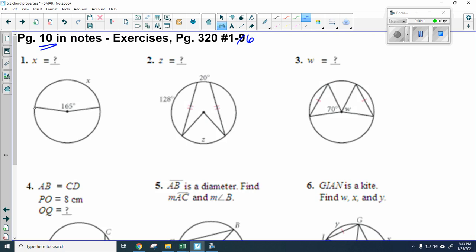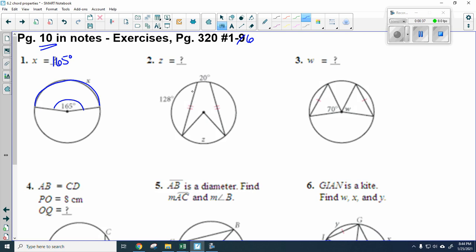Okay, so number 1, they are looking for x, which based on where that is placed, that's this arc measure. The measure of an arc is the same as the measure of its central angle. So this one is just 165 degrees, nothing more to do with that.